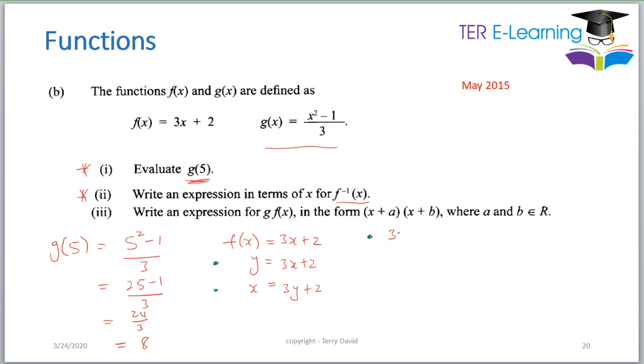So we can write 3y plus 2 is equal to x. So 3y is equal to x minus 2. So y is equal to x minus 2 over 3. So therefore f inverse is equal to x minus 2 over 3. Right? So most of you all got that. So the inverse is x minus 2 over 3. Alright?